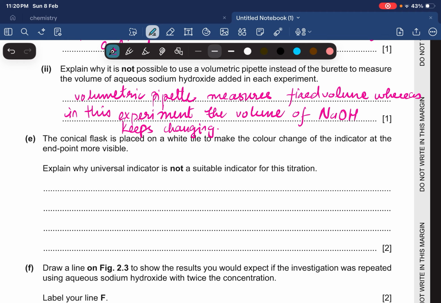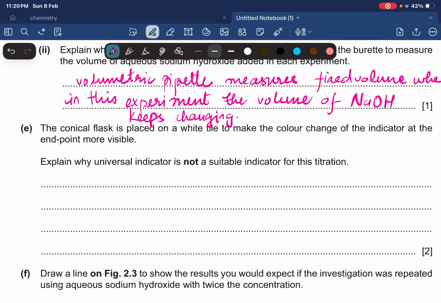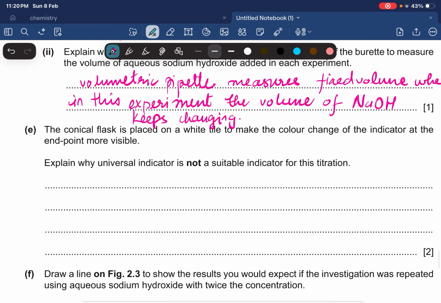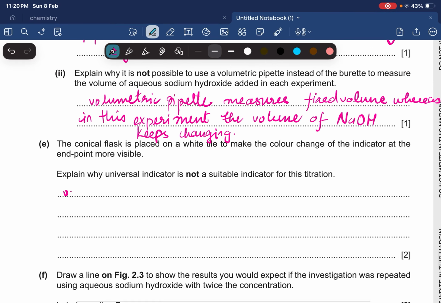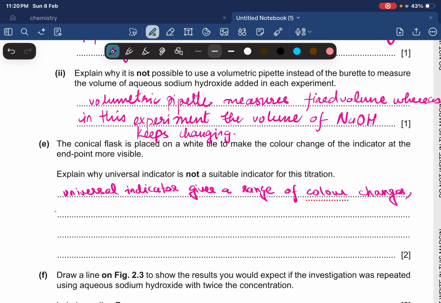So the problem here is, you tell the examiner that when you use universal indicator, the pH chart comes with it. For pH 2 it's going to give a different color, for pH 4 it's going to give a different color, despite both being acids. Why? Because universal indicator gives a range of color changes. So you tell the examiner universal indicator gives a range of color changes, so it's difficult to determine the endpoint. Very difficult.